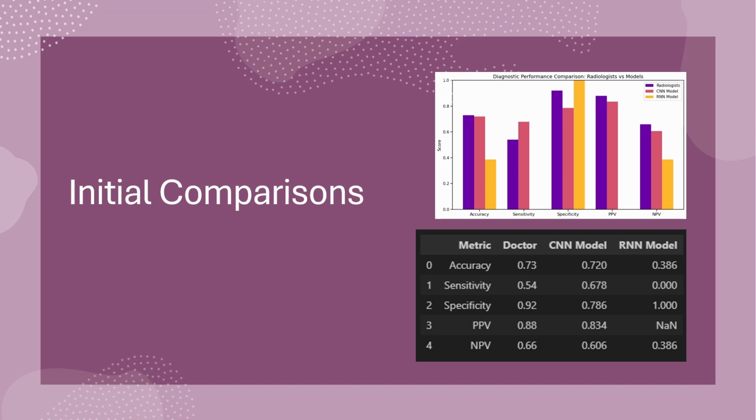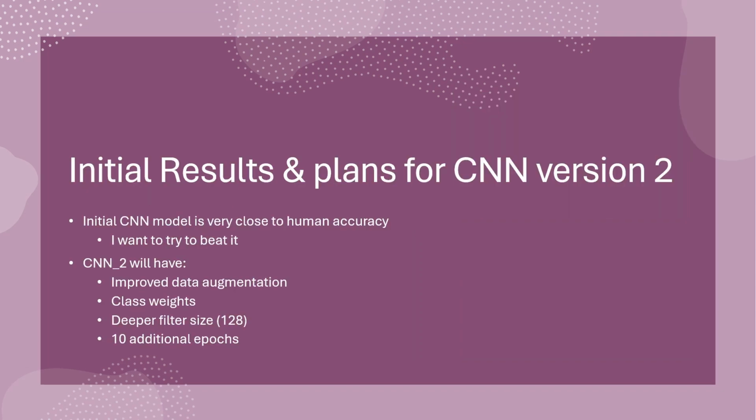Initial comparisons, here's what we've got. The RNN model, as expected, did absolutely garbage. But the CNN model is actually really close. It's only 1% lower in accuracy than the doctor themselves, and it has a higher sensitivity and is very close on the PPV. So I wanted to see, can I beat it? Can I improve above human accuracy?